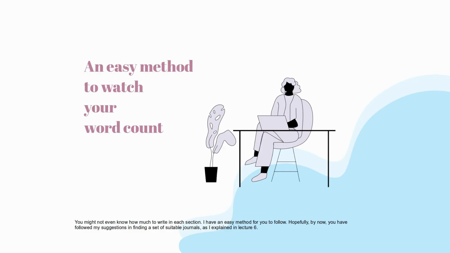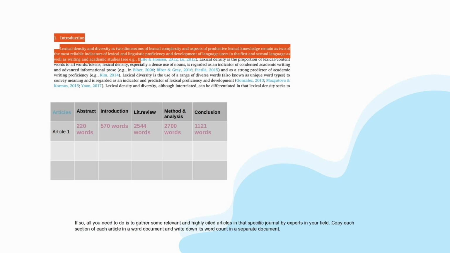You might not even know how much to write in each section. I have an easy method for you to follow. Hopefully by now you have followed my suggestions in finding a set of suitable journals as I explained in lecture 6. If so, all you need to do is to gather some relevant and highly cited articles in that specific journal by experts in your field.